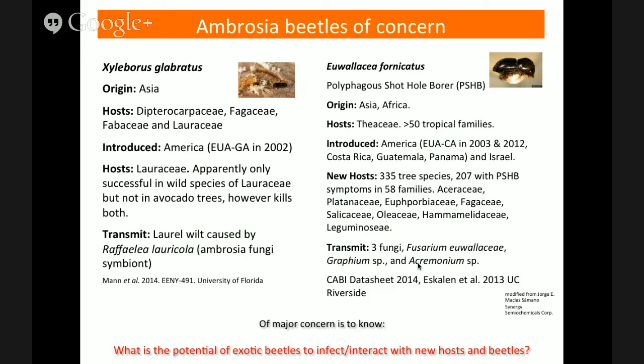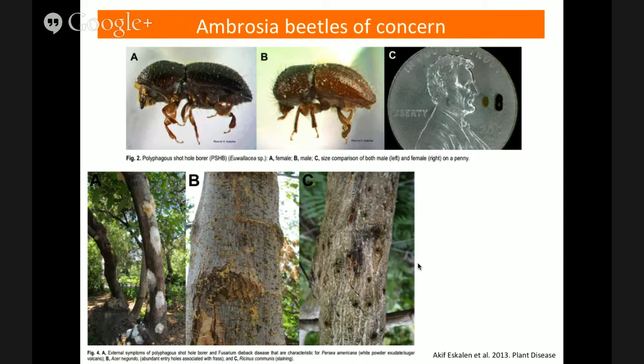So the question here is, what is the potential of exotic beetles to infect or interact with new hosts and beetles? So the transmission of the disease could be where, and yeah, can we assess that? How bad could it be for other forests?